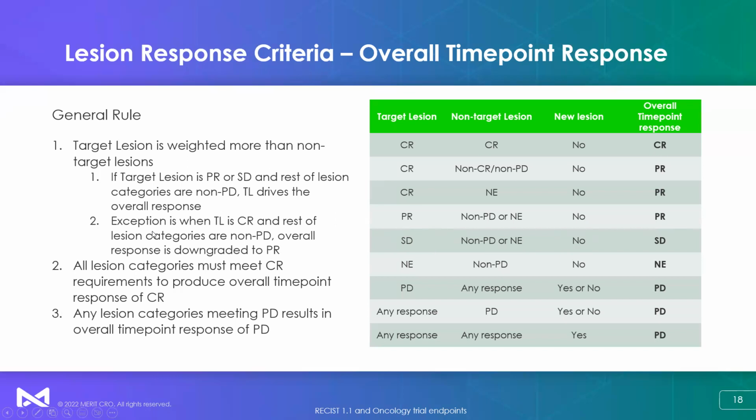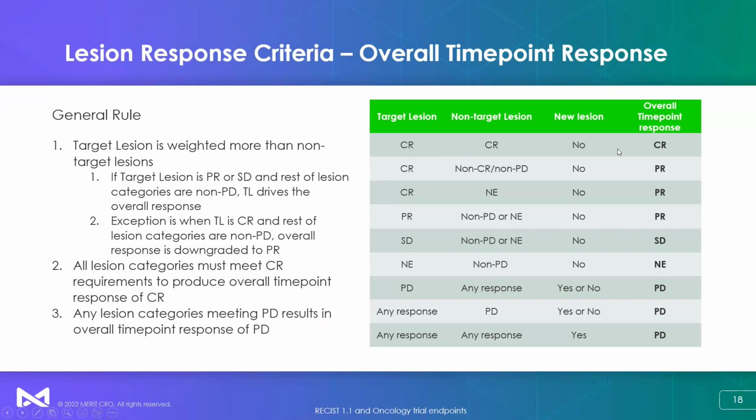The exception is when the target lesion is CR, the complete response, and the rest of the lesion categories are not PD. The overall response is downgraded to partial response, as in line 2 or 3, where target lesions have all disappeared but non-target lesions are still persistent. Then the CR is simply downgraded to a partial response for the overall time point response. And to meet an overall response of complete response, all lesion categories must meet complete response, which is the first line.